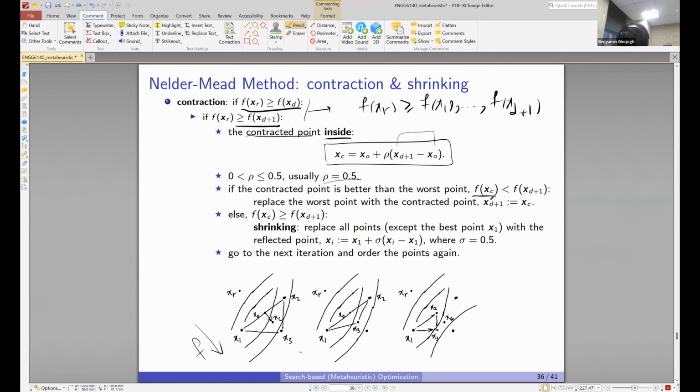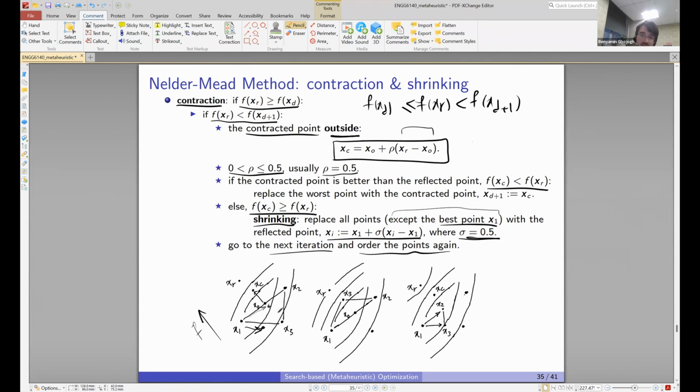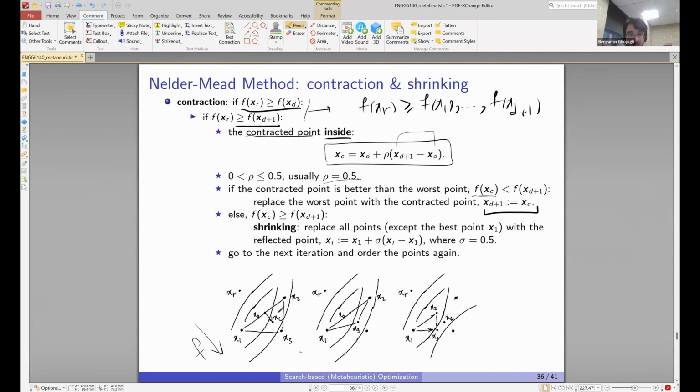If f of xc is less than f of xd plus 1, what does it mean? It means that this contracted point is better than the worst point here. If that's the case, then replace the worst point with the contracted point. So contract the simplex in the same direction. The previous one was contract the simplex in the reflected direction. This is contract the simplex in the same direction.